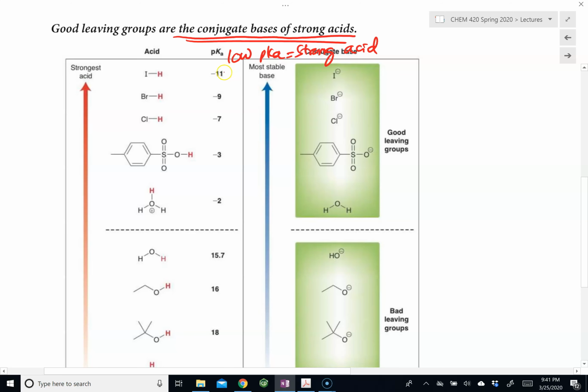And the conjugate base of HI would then be iodide, so iodide would be a good leaving group. And HBr has a pKa of negative 9, and the conjugate base would then be bromide, so bromide is a good leaving group as well. And now hydronium ion, its pKa is negative 2, and the conjugate base is then water, and that would also be a good leaving group.